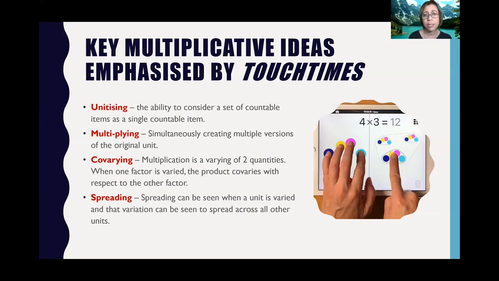Covarying: multiplication is a varying of 2 quantities. So when one factor is varied, the product covaries with respect to the other factor. So covarying or altering the pips affects each and every pod as well as the product. Spreading: this can be seen when a unit is varied, and the variation can be seen to spread across all the other units. So as we've seen, when you change the pips, this spreads across all of the other pods. And this idea emphasizes scaling or enlarging.